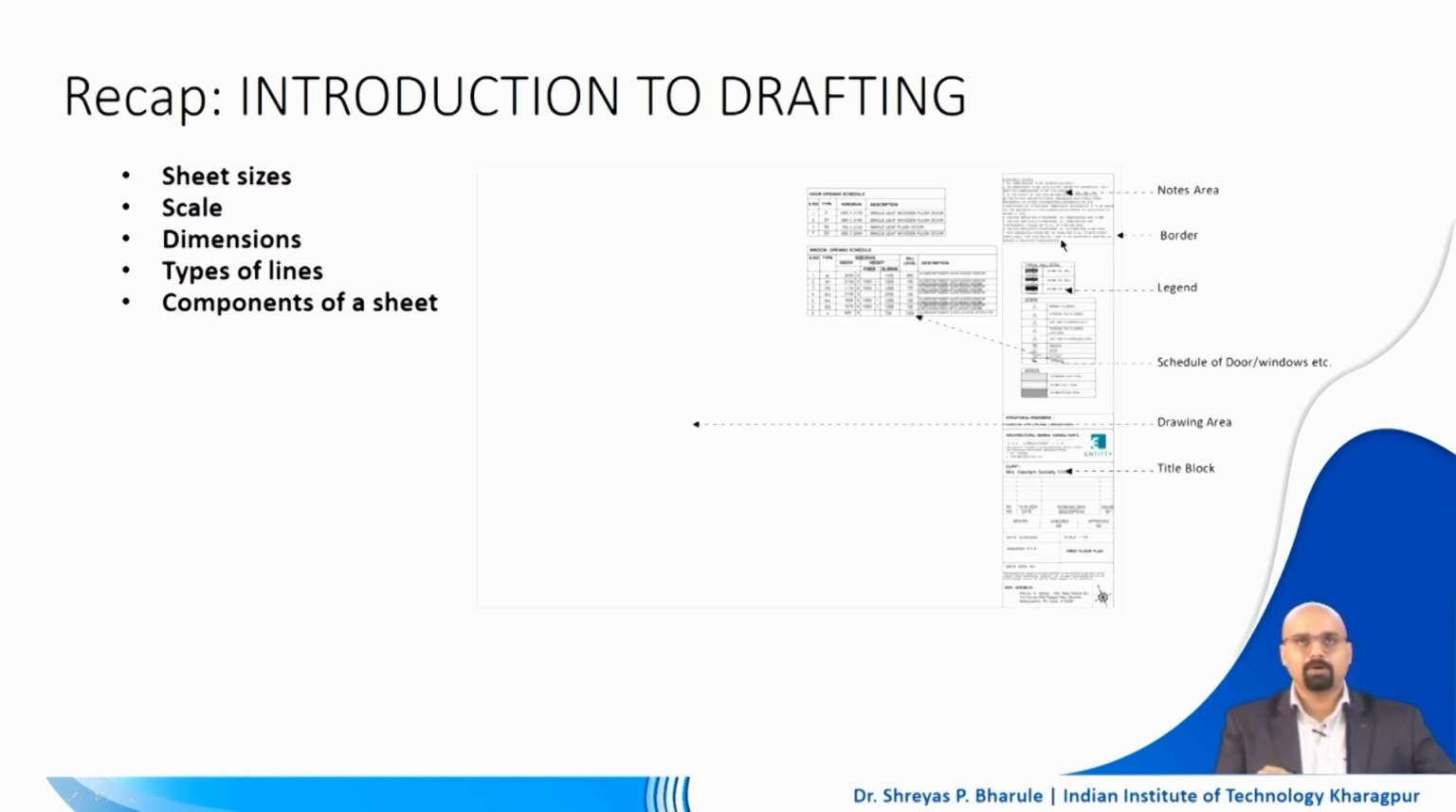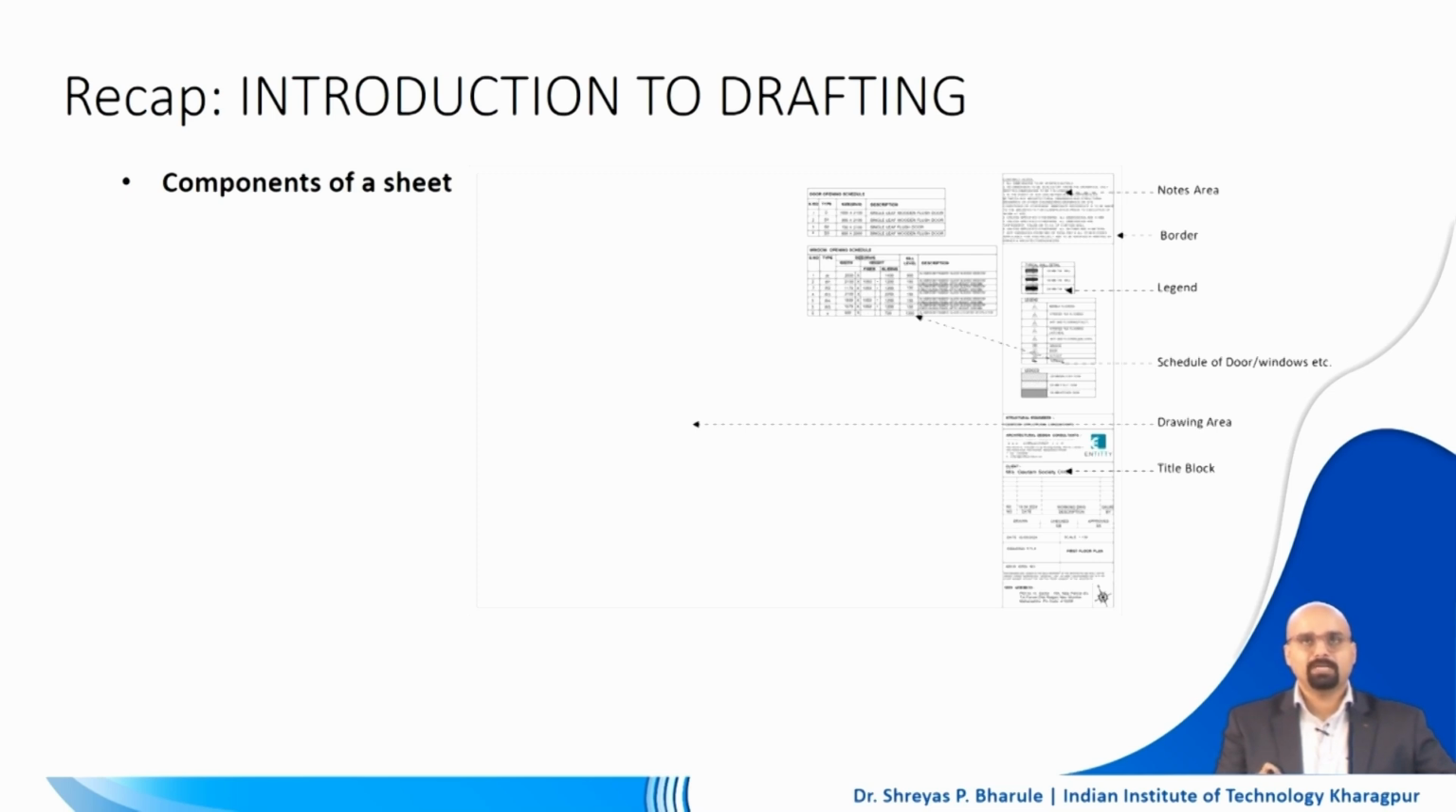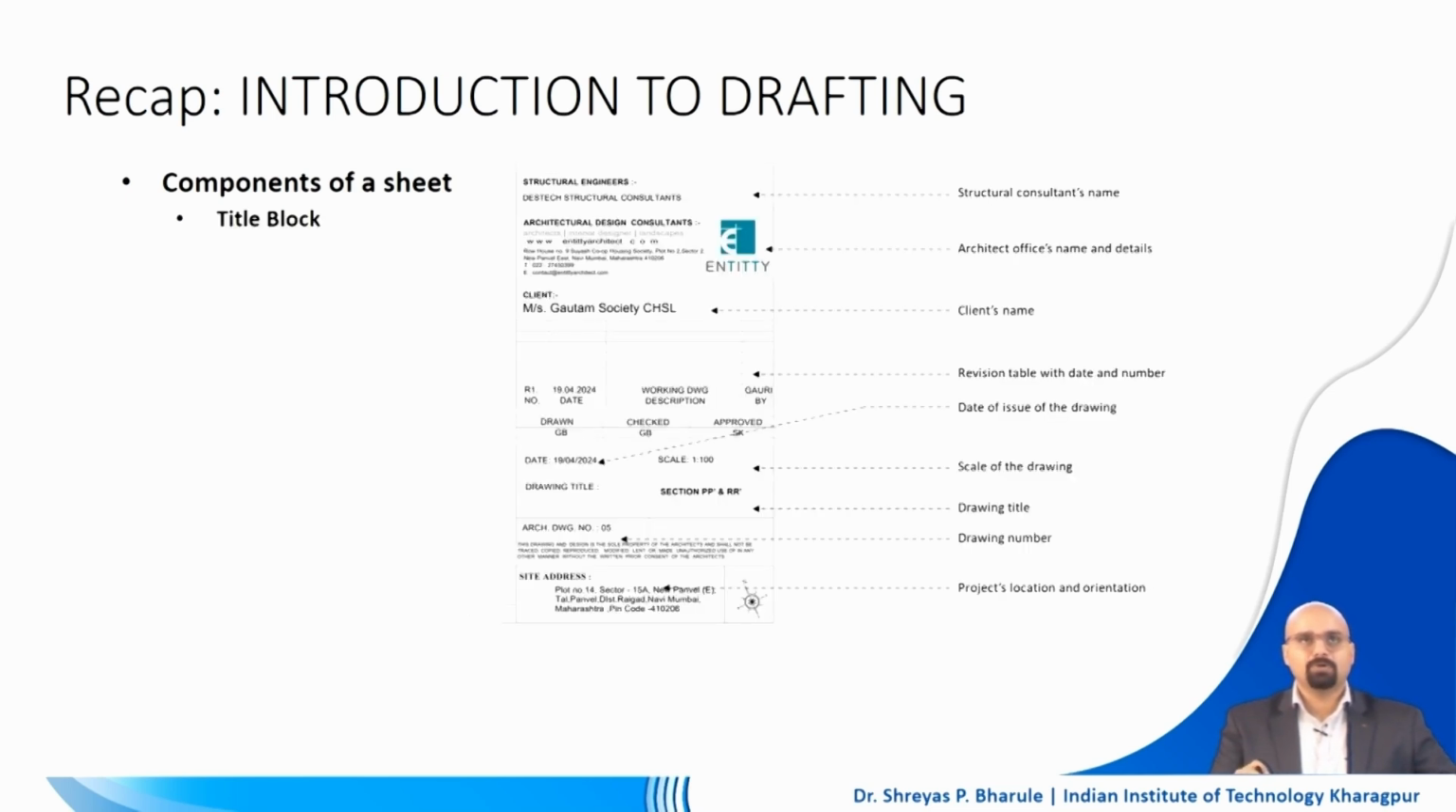Then you have quite a large blank area, which is the main part of the drawing where you will actually put your drawing. So that's the drawing area, and lastly there is the title block. Your title block has all the details of your firm, your client, the person who has drawn this drawing, how many revisions have happened, and so on. So within this sheet, what all do we have?